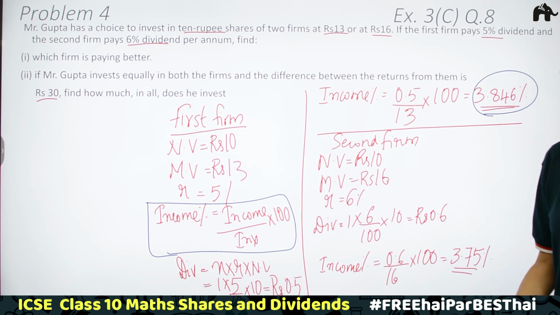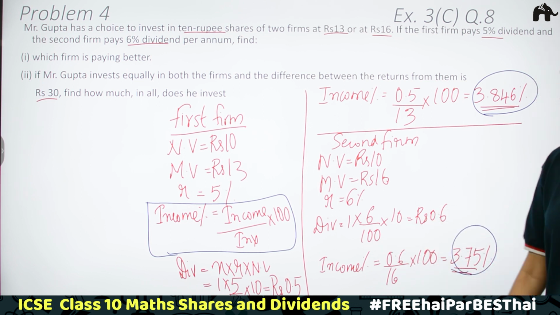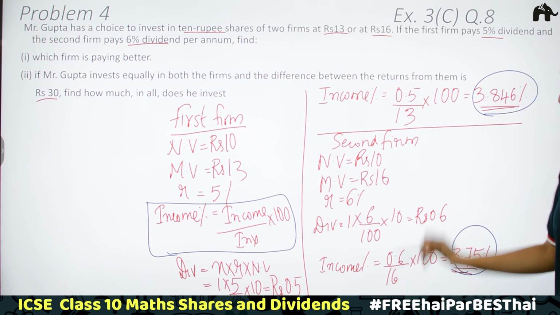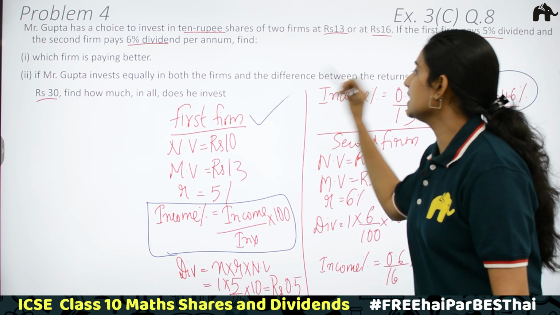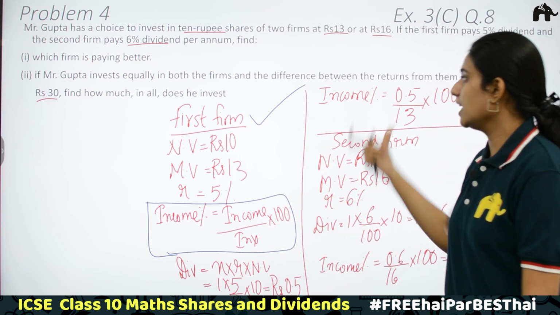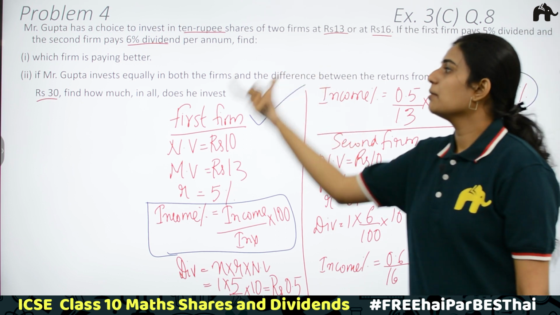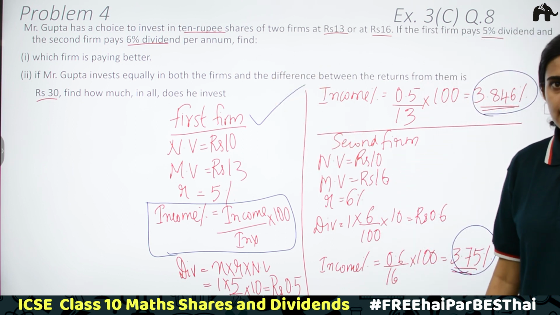Okay. For the first firm, the income percentage is 3.846%. And for the second firm, the income percentage is 3.75%. Which is greater? 3.846 or 3.75? Yes, 3.846 is greater. Which means the first firm is paying better. Clear? By finding the income percentage, you just need to compare this. Which is greater? That will give us the better one. Clear? Let's move on to the second part of the question.